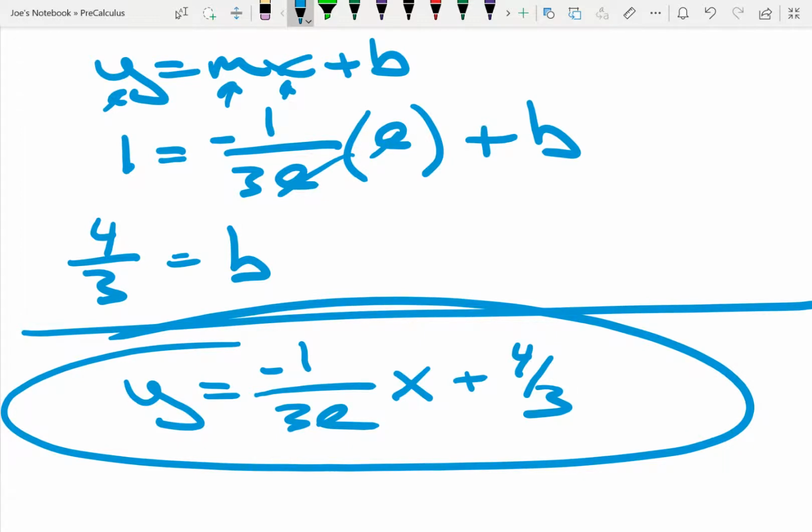You can throw it into your calculator and check that it hits right on the curve. We're not going to do that because it looks like you're already bored.